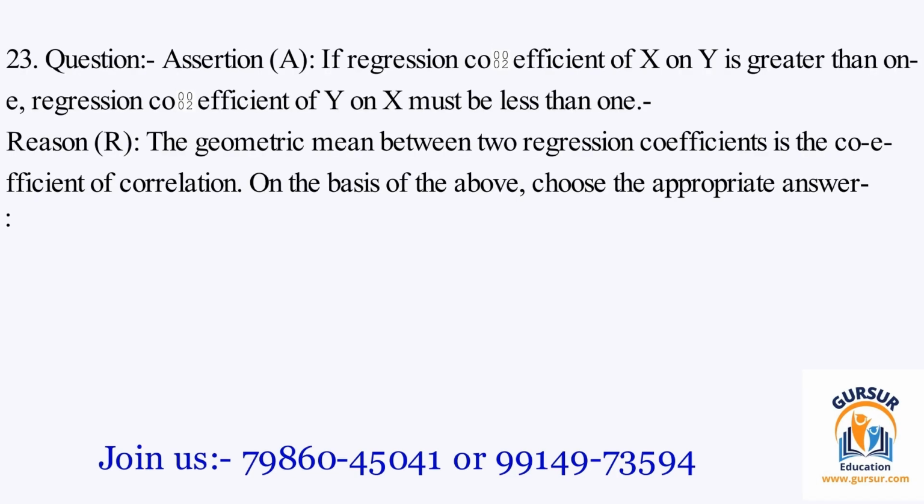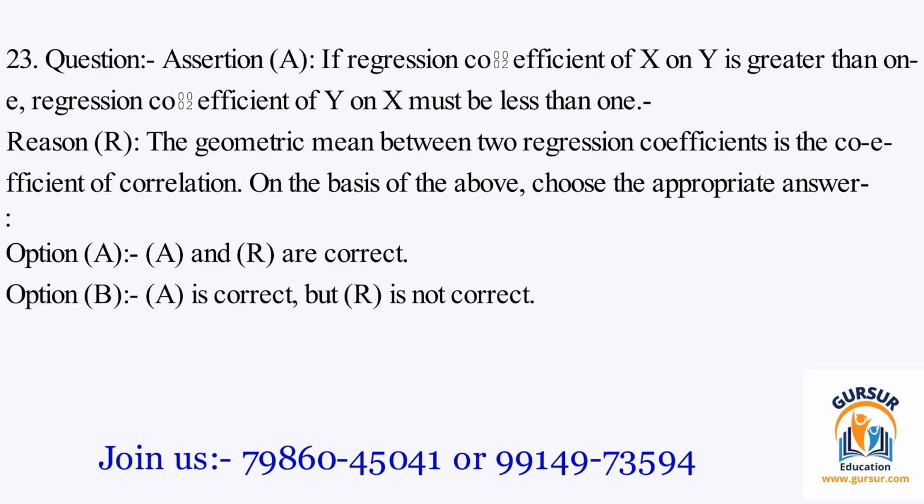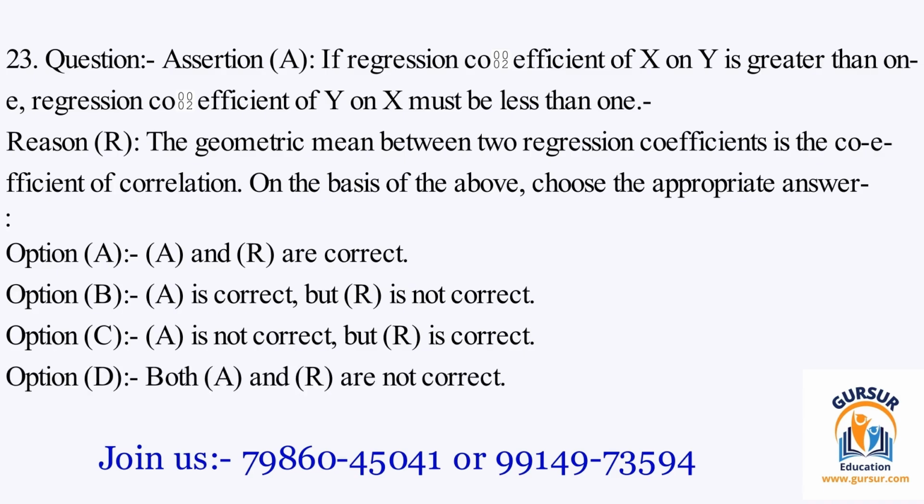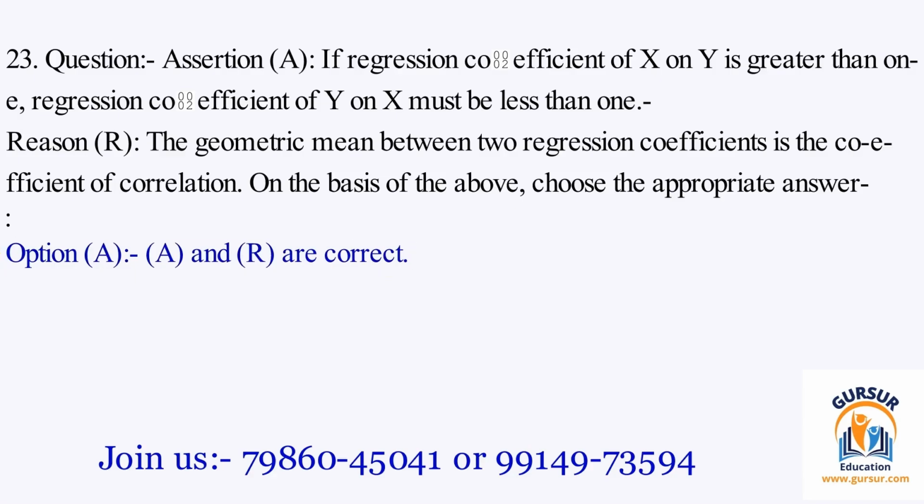Question number 23. Assertion A: If regression coefficient of x on y is greater than 1, regression coefficient of y on x must be less than 1. Reason R: The geometric mean between two regression coefficients is the coefficient of correlation. On the basis of the above, choose the appropriate answer. Option A is A and R are correct. Option B is A is correct, but R is not correct. Option C is A is not correct, but R is correct. Option D is both A and R are not correct. The right answer of the question is option A, and that is A and R are correct.